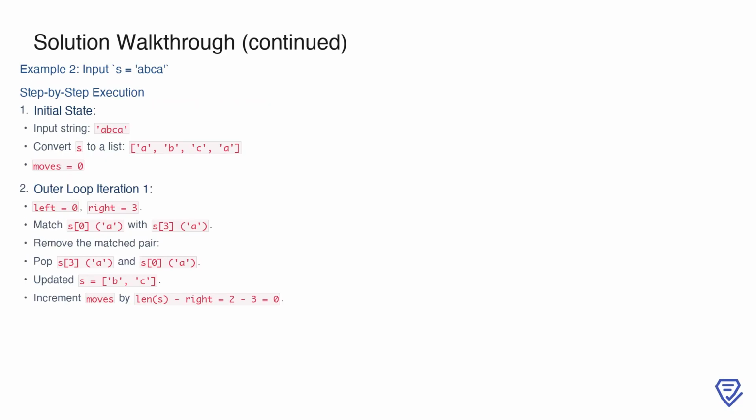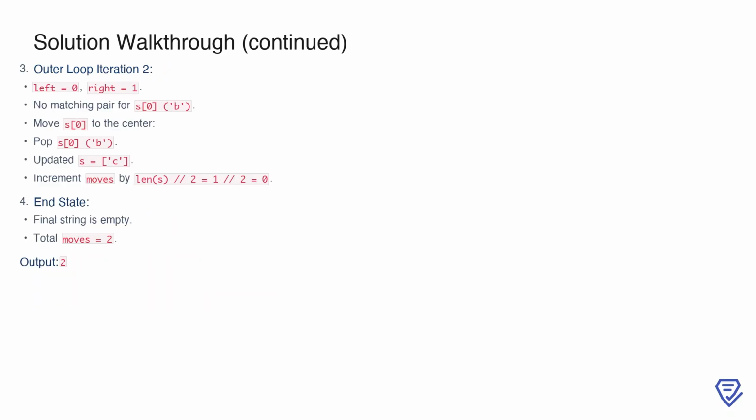Now let's explore the second example, where the input string is ABCA. We begin by converting the string into a list, resulting in A, B, C, A, and initialize moves to 0. In the first iteration of the outer loop, the leftmost character A matches with the rightmost character A. We remove this pair by popping A from both ends, leaving the updated string as B, C. Since the matched pair was already at the ends, no moves are added to the moves variable, which remains at 0.